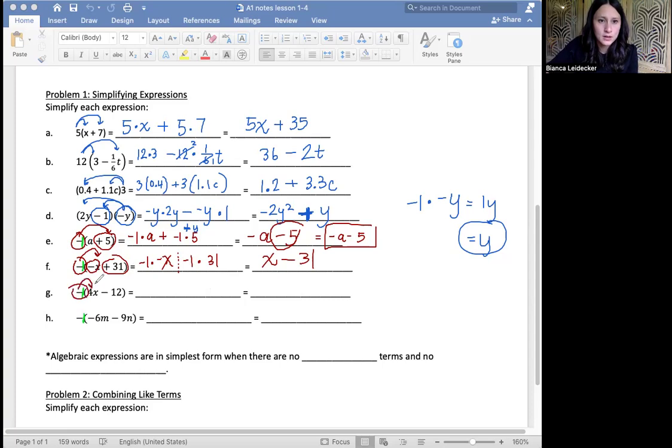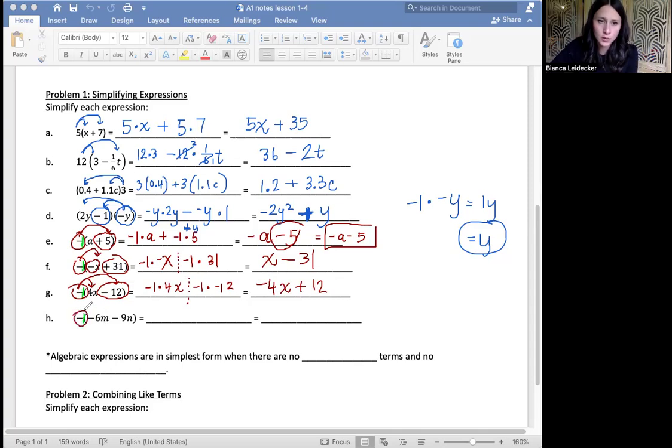Negative 1 times 4x. And then we've got negative 1 times negative 12. Now, when I write my answers, that sign will become the operation. Negative 1 times 4x is negative 4x. Negative 1 times negative 12 is positive 12. So I'm going to put plus 12.